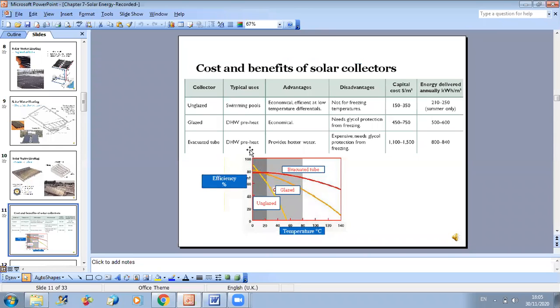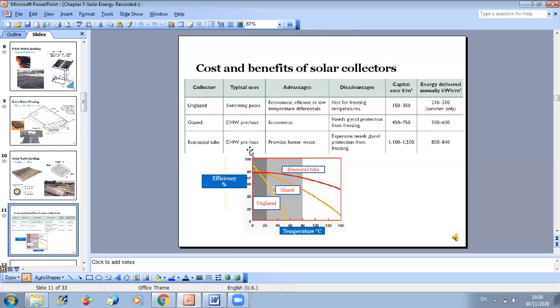Now, concerning the disadvantage, it's relatively expensive compared to the other types. So we will not use it in any application. We should use it only in applications where very hot temperatures are needed. And also another disadvantage, like the other two types, is that it needs protection from freezing. So what we can do is circulate a refrigerant with the water that will protect from freezing by lowering the solidification point.